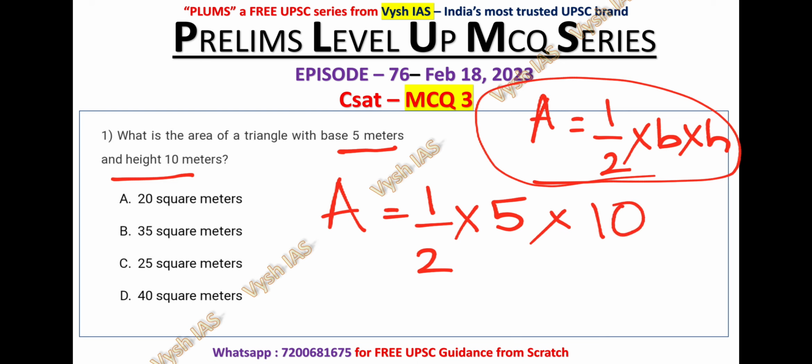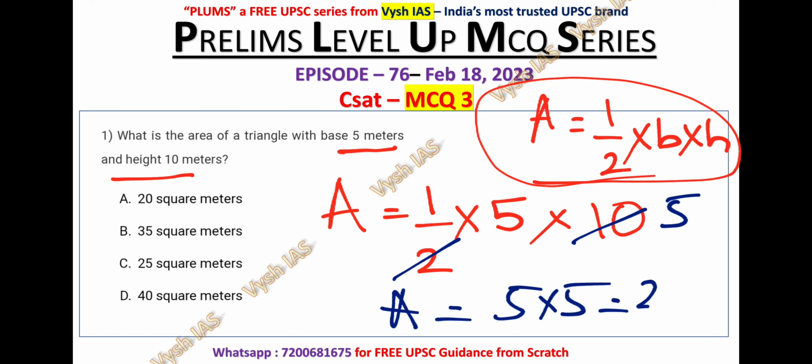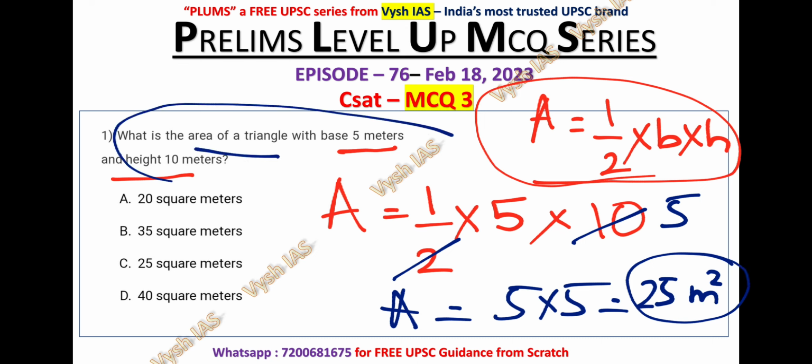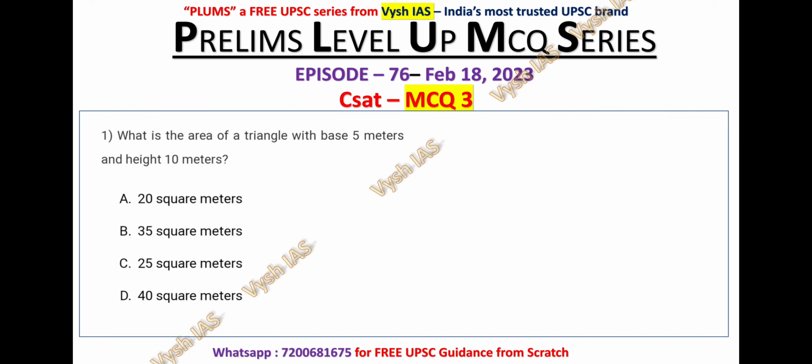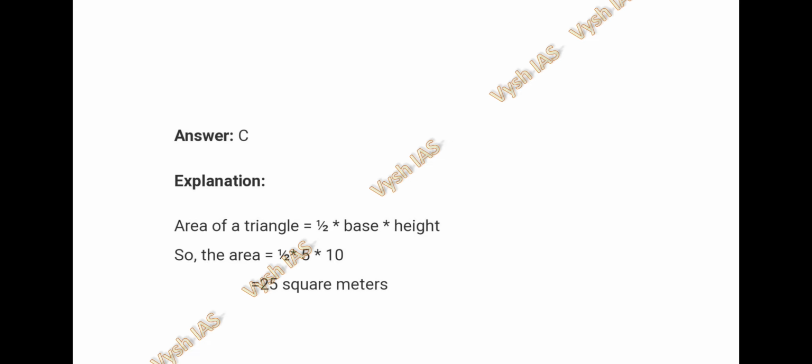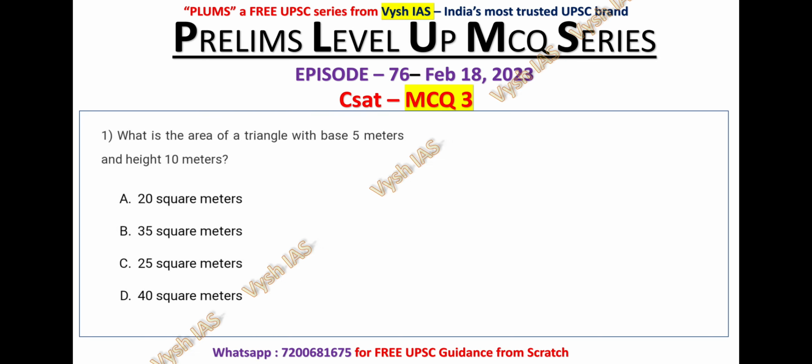If you calculate this equation, what will you get? 2 into 5, so area is equal to 5 into 5, that is 5 square. 5 square is nothing but 25 meters square. This is the area of the triangle as part of the question. So for this question, 25 is the correct answer, that is option number C. I have given the solution once again here. For question number 3, I typed it wrong here. This is question number 3. For question number 3, 25 is the correct answer, that is option number C.